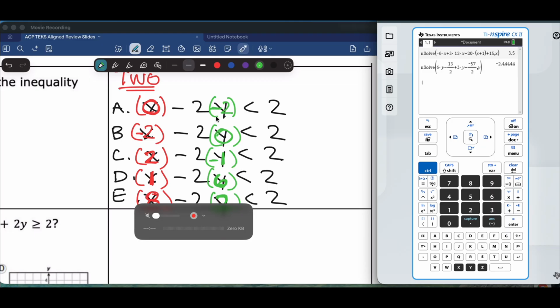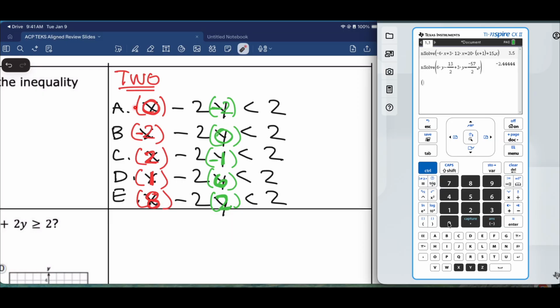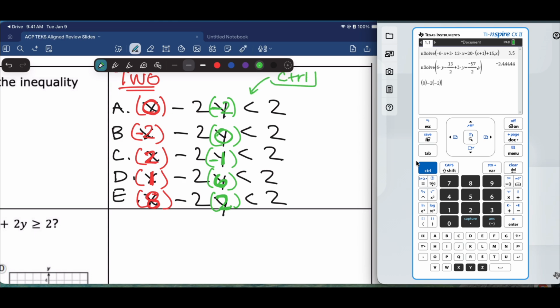We're going to put A in. A is parentheses, 0, close the parenthesis, minus 2, open parenthesis again, negative 2, close the parenthesis. Now to get the symbol right here, we have to do control equals, and I pick the right one. This one matches, and then I put 2. I press enter, and that gives me false. So I know that A is false.